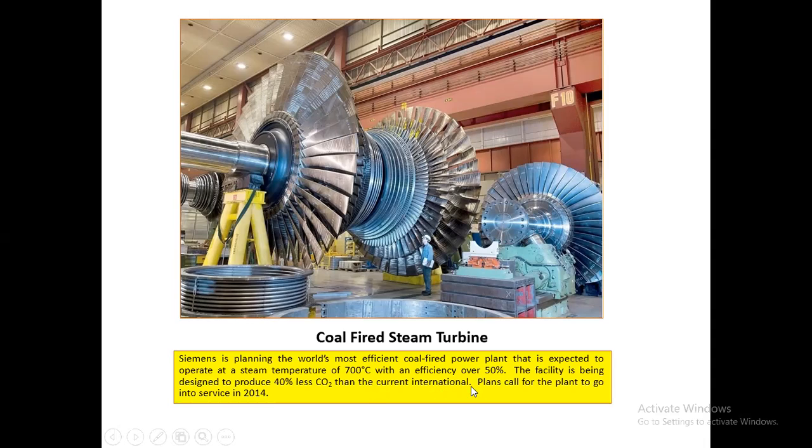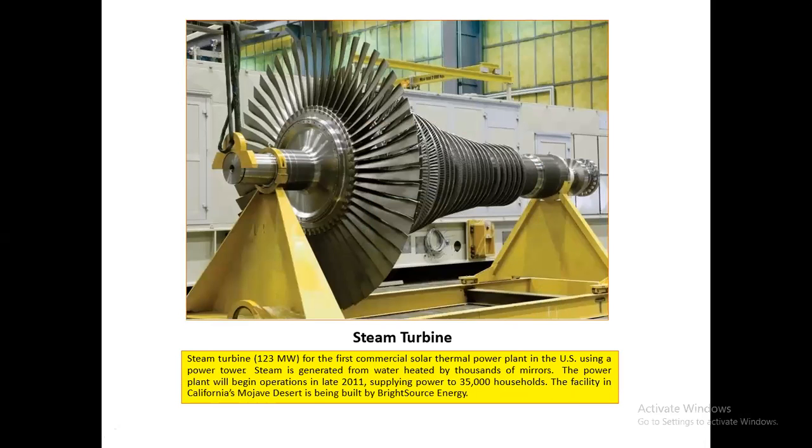Then the current international plans call for the plant to go into service in 2014. This is another look at the steam turbine. As you can see, this is another look. These are the primary blades of the steam turbine, and in the further section, these are the secondary blades, smaller in size. All are rotary blades, and they play their particular role in rotating the common shaft. This steam turbine is 123 megawatt.